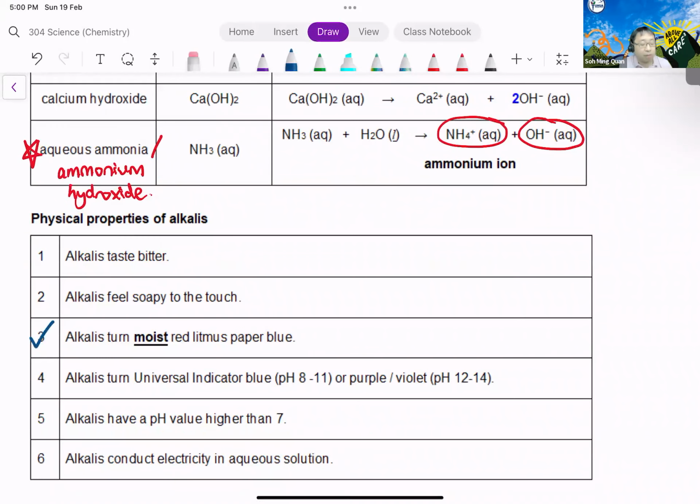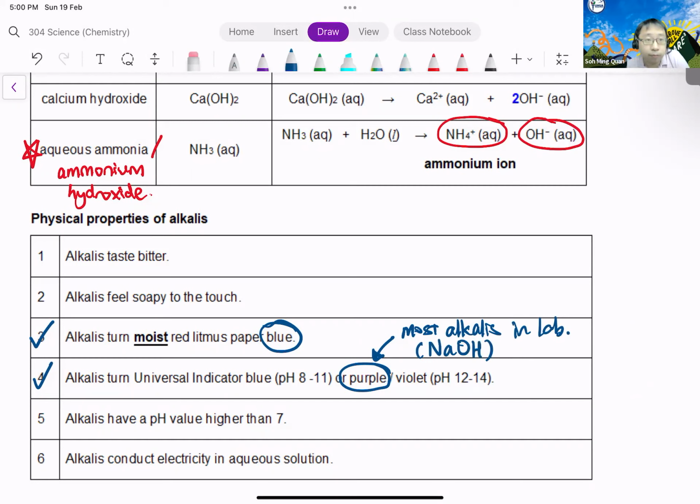Alkalis turn red litmus paper blue. Alkalis turn universal indicator blue or purple. So you must remember, most alkalis in the lab should turn universal indicator purple. For example, sodium hydroxide will turn it purple because sodium hydroxide is very alkaline.